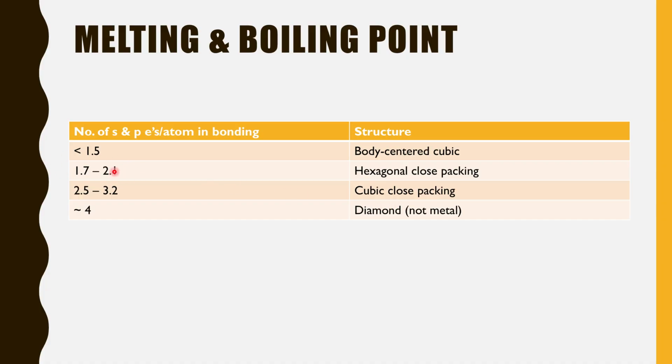Now in group 2, the number of unpaired s and p electrons, if we consider the excited state, is 2, so it will fall in this particular range. So they should exhibit hexagonal close packing. Okay, so this is a kind of general rule, but you will see a lot of exceptions, some of which we'll be discussing in this session.